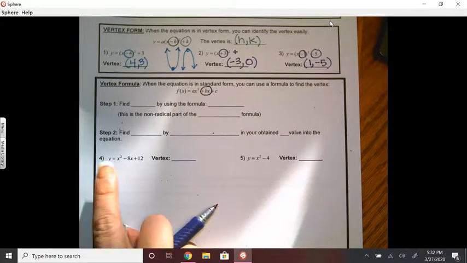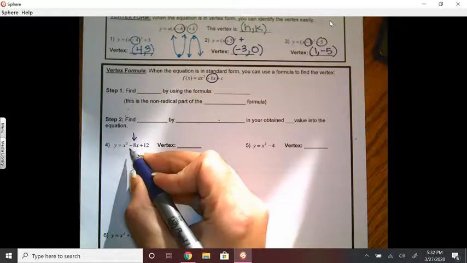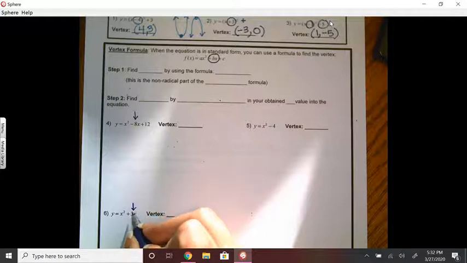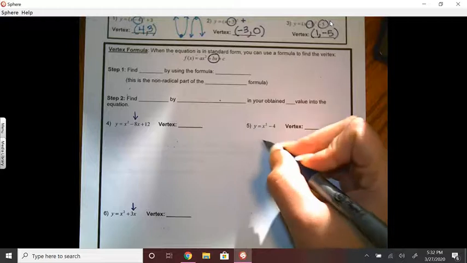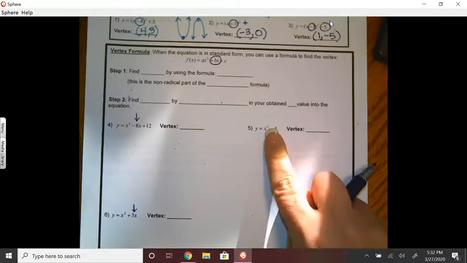So if you take a look at, for example, number 4, it has that x term. And if we look at number 6, it has that x term. But number 5 does not. So technically we would not have to do this work for number 5. We could just look at it. We'll talk about it when we get to number 5.